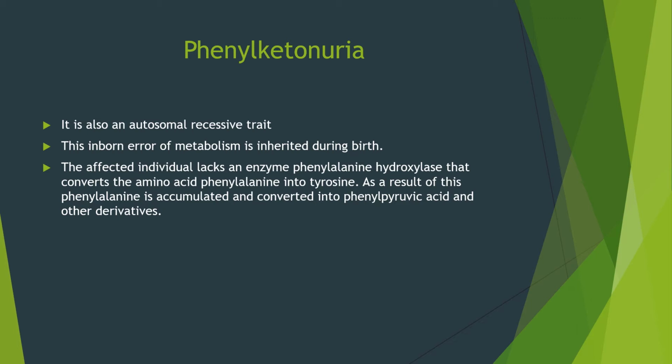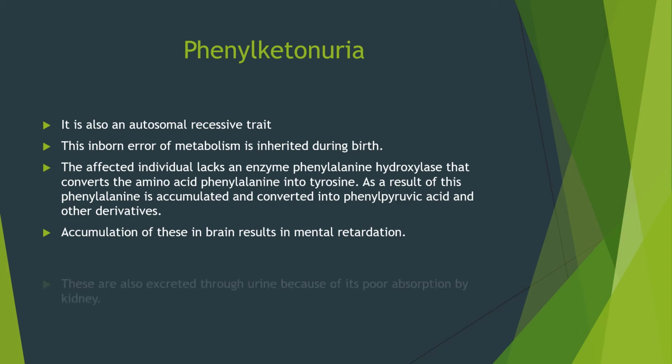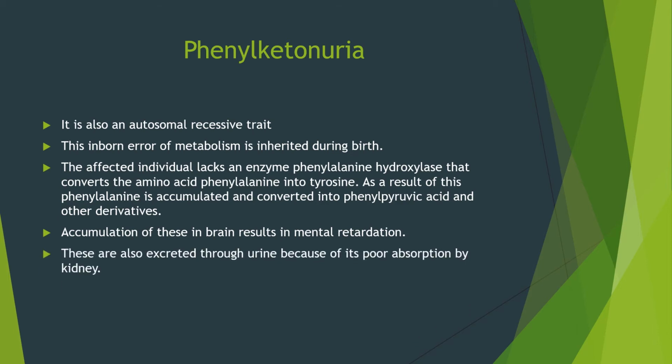As a result of this, phenylalanine is accumulated and converted into phenylpyruvic acid and other derivatives. Accumulation of these in the brain results in mental retardation. These are also excreted through urine because of their poor absorption by the kidneys.